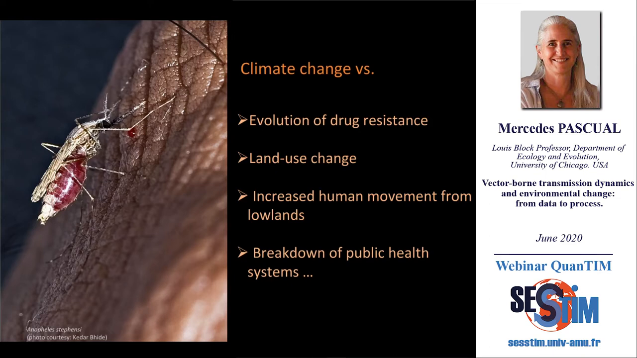In particular, many alternative hypotheses have been formulated. We have trends in the frequency of drug resistance at that time to chloroquine. We have land use change, increased human movement from lowlands, etc. So this led to, as I said, a very long debate on what causes these increases. And in particular, a preferred hypothesis was that the evolution of drug resistance may be involved.